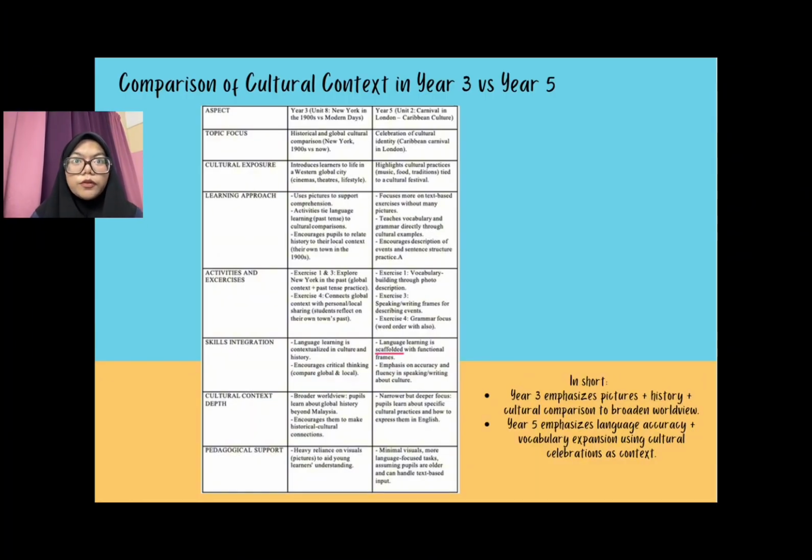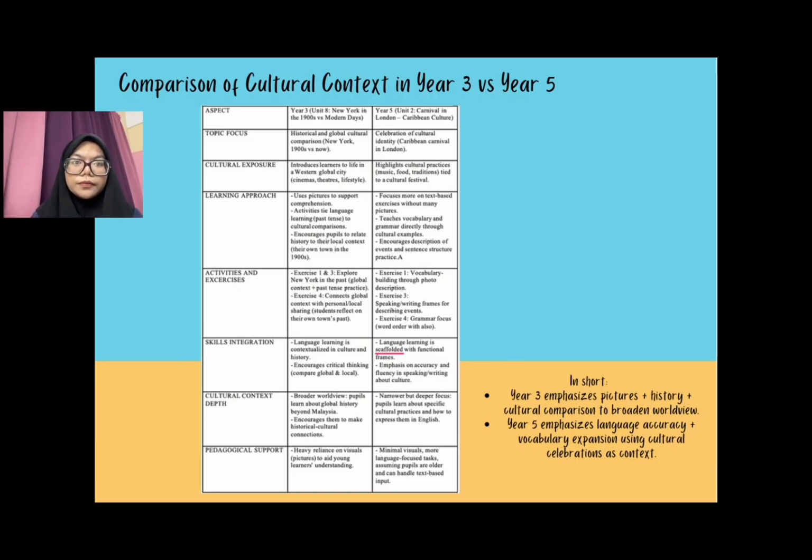Next, the cultural exposure. For Year 3, it introduces learners to life in Western global cities, like cinemas, theaters, and lifestyle, while the Year 5 textbook highlights cultural practices like music, food, traditions, and it is tied to a cultural festival.